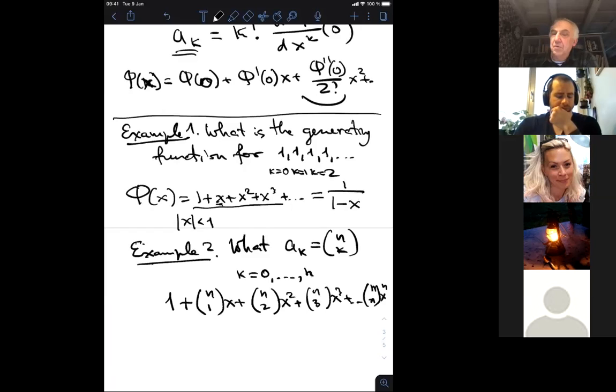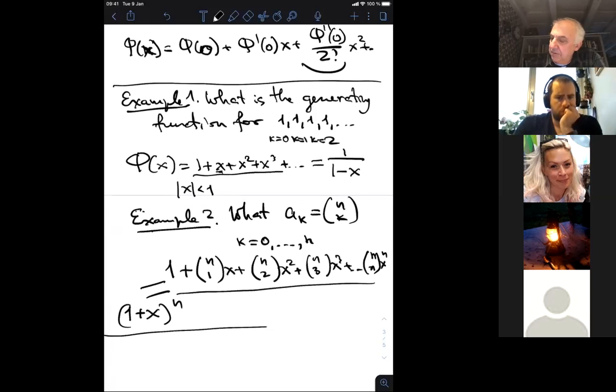So this is a polynomial. Does it have a different expression? Can we rewrite it in a nicer way? Well, we definitely can. According to the binomial theorem, it's just 1 plus x to the power n. So we can reinterpret the binomial theorem in this case: the polynomial 1 plus x to the power n is the generating polynomial for the sequence of binomial coefficients n over k, where k runs from 0 to n.